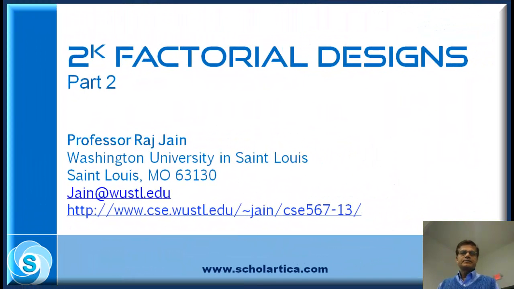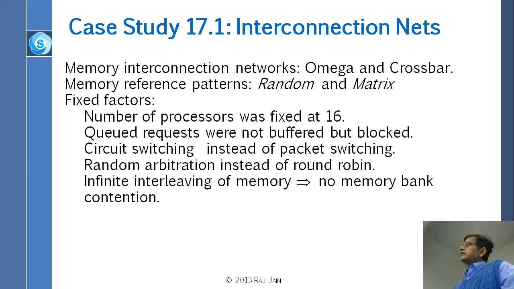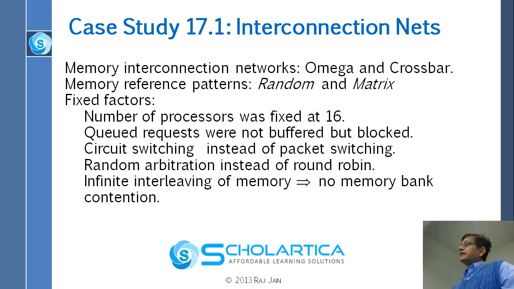So this is an example of a 2^2 design. We have two factors, memory interconnection networks. There are two kinds of interconnection networks, and depending upon that, the second factor is the reference pattern. It could be random or matrix.